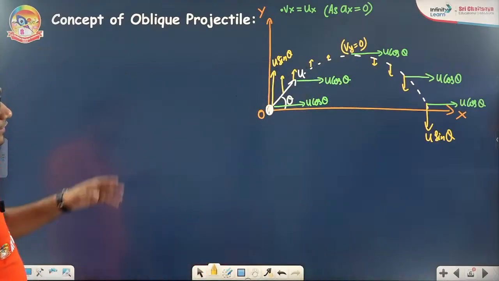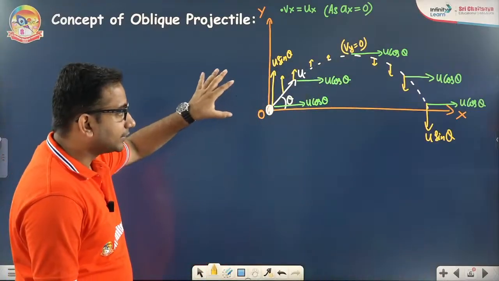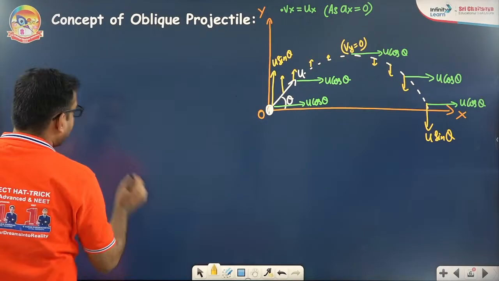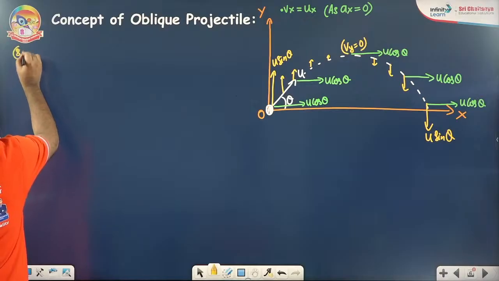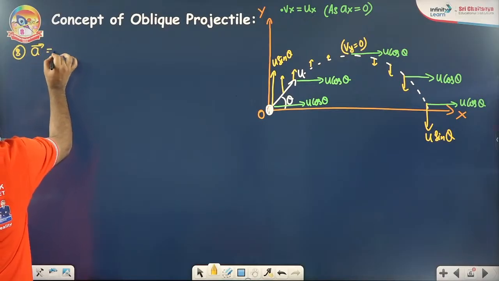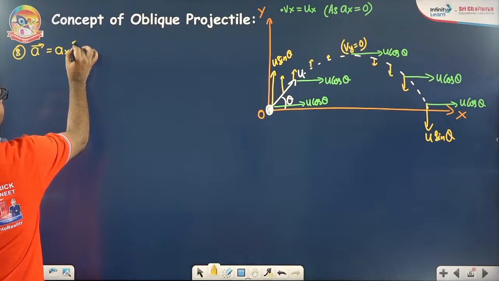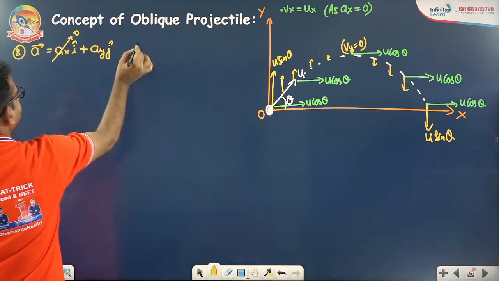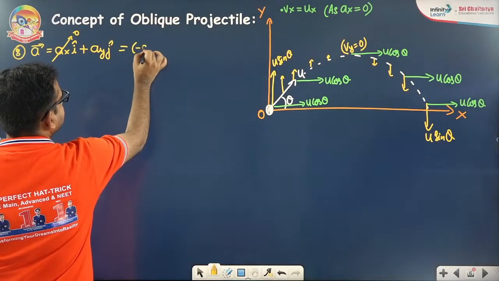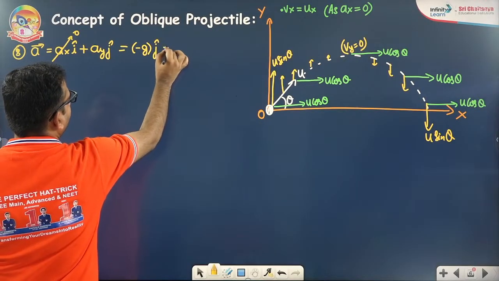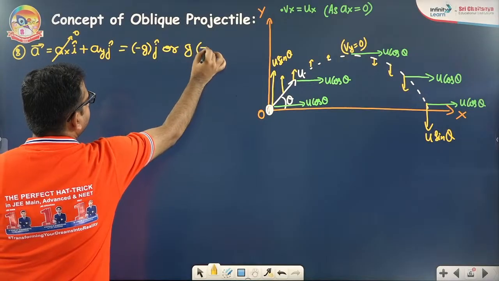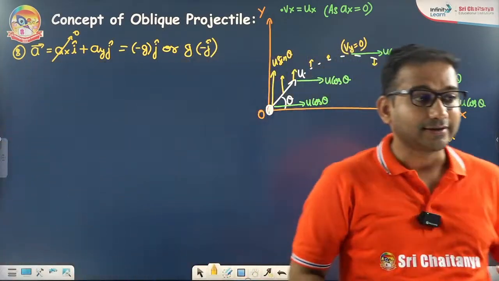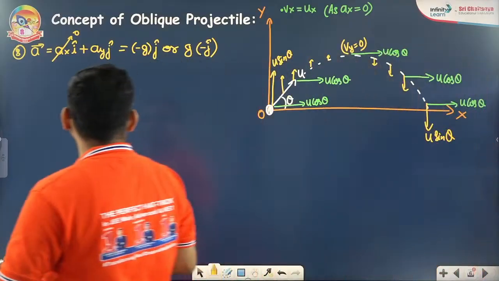All right. So there are few things which I will relate here and keep writing for you. See, first of all, if I'm writing acceleration as a function of time, acceleration vector, so I'll write it as ax i cap plus ay j cap, but this ax is 0. So you can write it as minus g into j cap, or can also be written as g minus j cap. Minus, in vectors, negative sign only contributes in the direction.